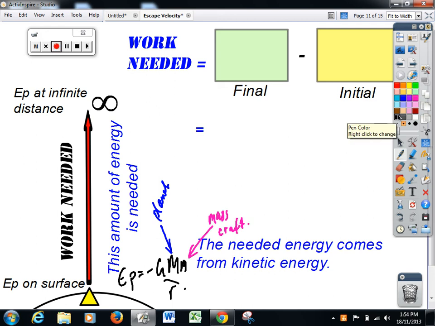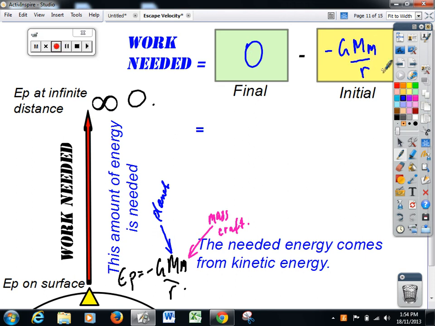The next question I ask is, we need to move it to an infinite distance away. What is the EP at an infinite distance away by definition? It's 0, isn't it? Do you remember that in our definition? So the amount of work needed would be our final EP minus our initial EP. So what's our final EP? What's its value? 0. Okay. Minus the initial EP, which is negative GMm on r.